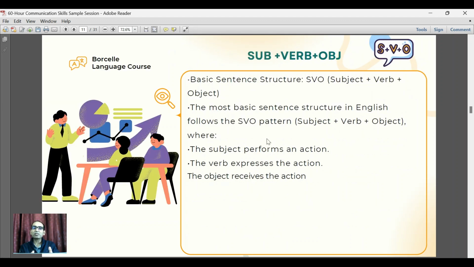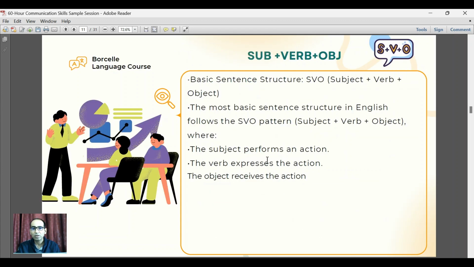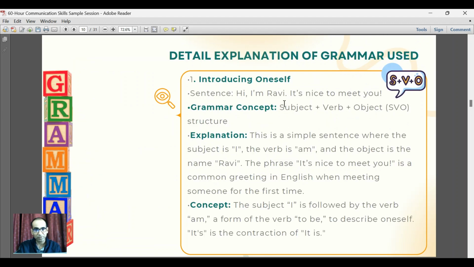Subject is something that performs an action. So, what is here that performs an action? I. A verb is that which expresses an action. Am is a helping verb. An object is what receives an action. Ravi is receiving the action, right?